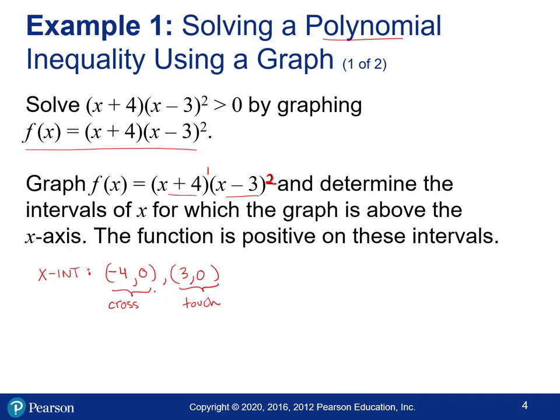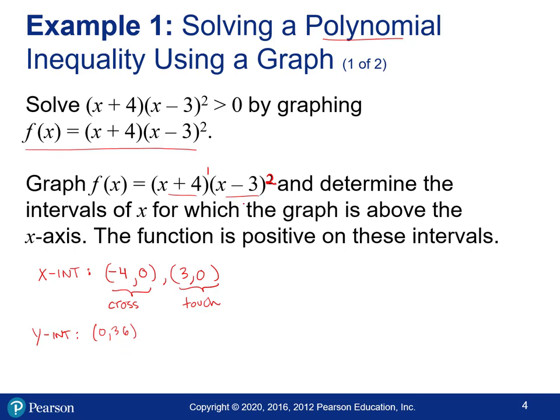So we have that so far, and then let's go ahead and find the y-intercept. So real quick, if you plug in 0 for x, you're going to get 36. So this is (0, 36) for our y-intercept.